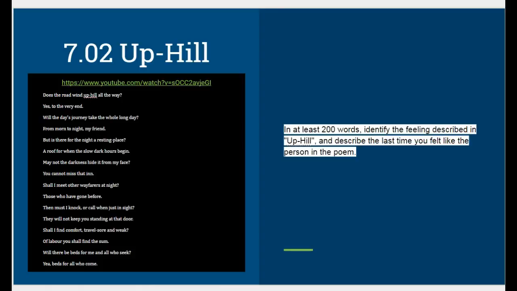Right? The third stanza, shall I meet the other wayfarers at night? So this means, am I all alone? No, I'm not all alone. So lots of people have been down this road before. And must I knock or call when just in sight? The answer is basically no, you can come straight in.